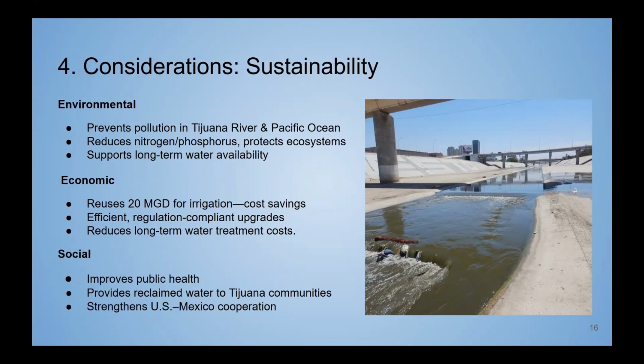Sustainability. Our design incorporates the 3 pillars of sustainability: environmental, economic, and social in the following ways. Environmental sustainability: it prevents pollution in the Tijuana River and Pacific Ocean through advanced wastewater treatment. It reduces nitrogen and phosphorus, protecting aquatic ecosystems and preventing harmful algal blooms. It supports long-term water availability by recharging groundwater and preventing seawater intrusion.